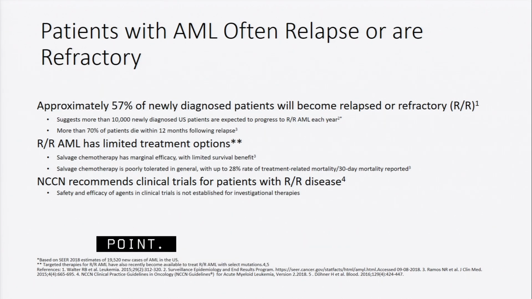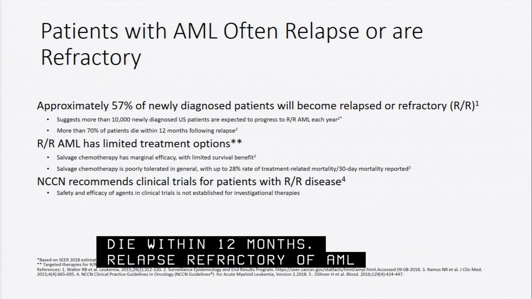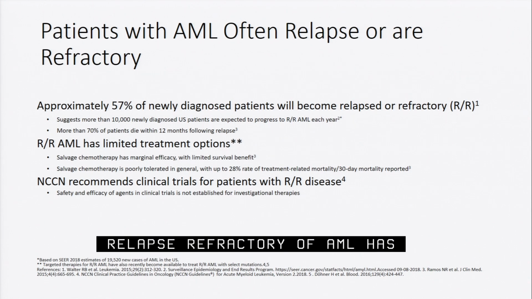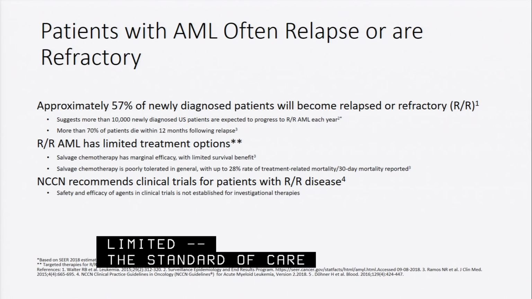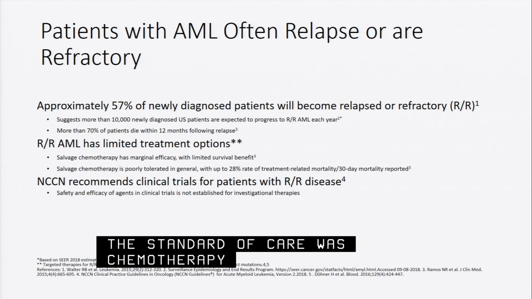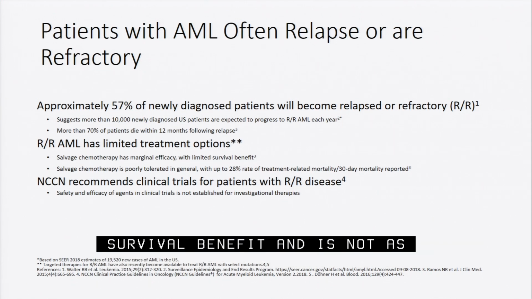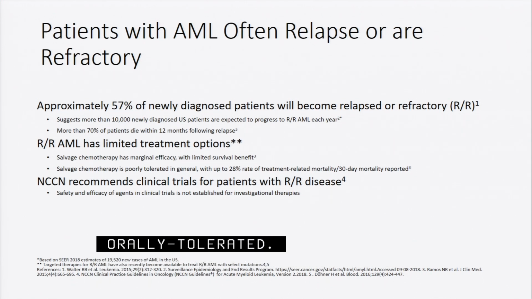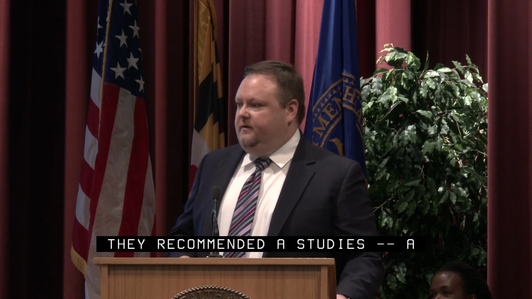Relapsed refractory AML has limited treatment options. Prior to the introduction of Xospata, the standard of care was salvage chemotherapy, which has limited efficacy, limited survival benefit, and is poorly tolerated. You see there that 28% of patients in one study reported treatment-related mortality, so much so that the NCCN actually recommends clinical studies instead of salvage chemo. That was obviously before Xospata was added as a treatment for relapsed refractory FLT3 positive AML.